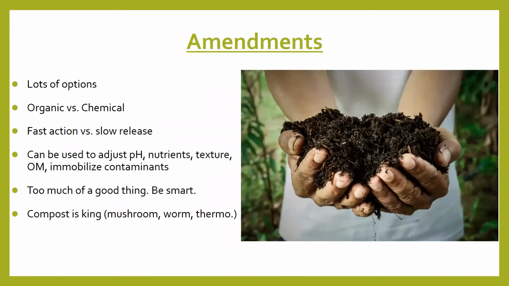So for amendments, it's important to remember there's lots of options. If you talk to 10 different gardeners, you'll probably get 10 different recommendations. People have a wide variety of preferences. There are lots of products. But in general, you can look at them initially in terms of things that are organic and things that are chemical. So, something like a synthetic Miracle-Gro versus an organic byproduct like compost or kelp meal or chicken manure. And there's going to be a lot of differences between the two of these.